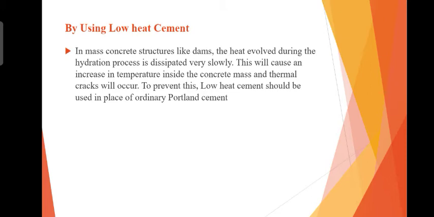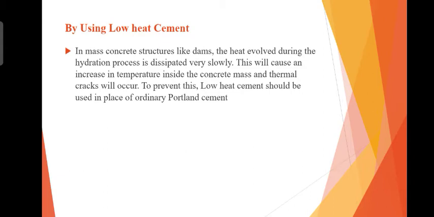Low heat cement consists of a high amount of C2S, which means dicalcium silicate, and a smaller amount of tricalcium silicate and tricalcium aluminate. As a result, the rate of heat production as well as the rate of hydration is slow. That's why we control cracks using low heat cement, so the temperature inside the concrete is controlled and cracking can be prevented.